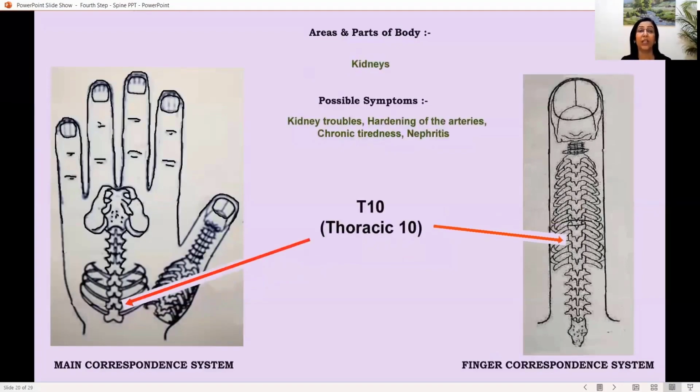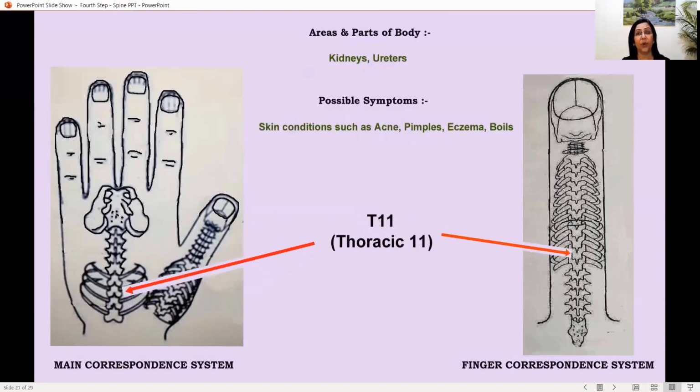Then T10 is treated for all kinds of kidney problems. Possible symptoms are kidney troubles and hardening of the arteries, also because kidney troubles can result in those, chronic tiredness, nephritis, etc. Then T11 is treated for kidney or ureter problems also, with possible symptoms being skin conditions such as acne, pimples, eczema, boils. These conditions also occur when there is an issue with your urinary system or kidneys.